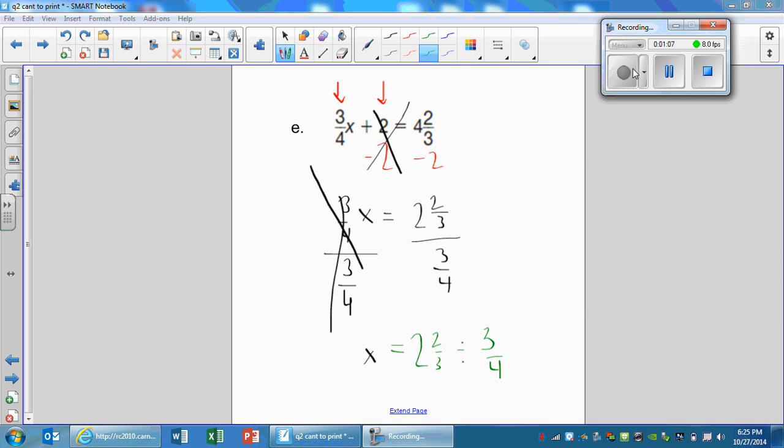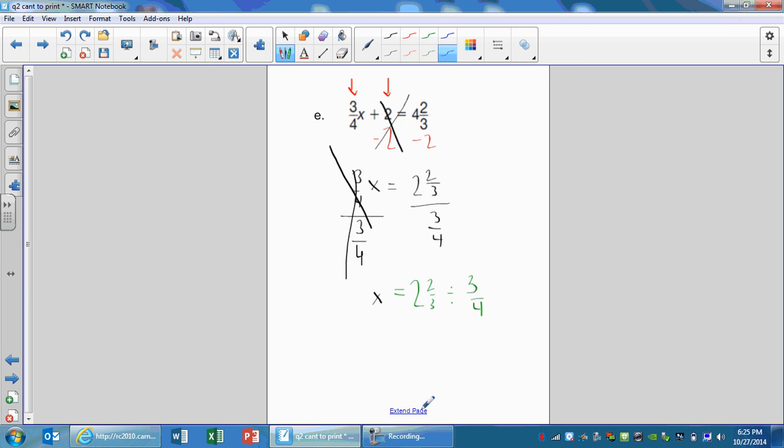Just in case you can't remember how to put it on your calculator, let me show you and remind you how to divide fractions by hand. So first we would change 2 and 2/3 to an improper fraction. 2 times 3 is 6. 6 plus 2 is 8. So you'll have 8 over 3. 8 over 3 divided by 3 over 4.